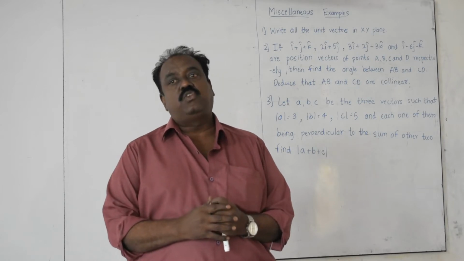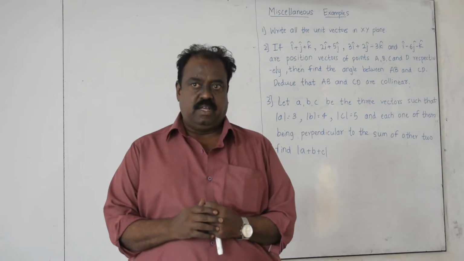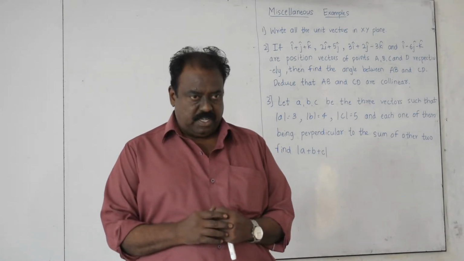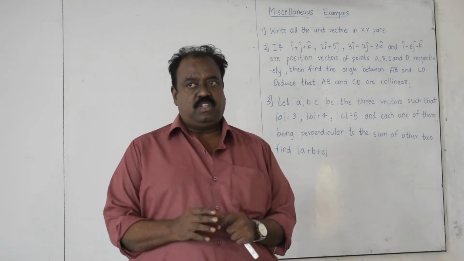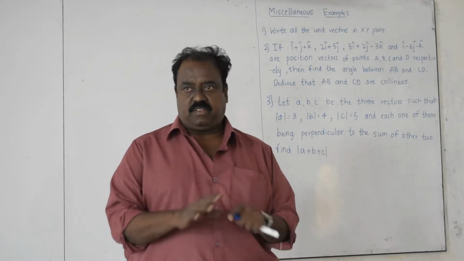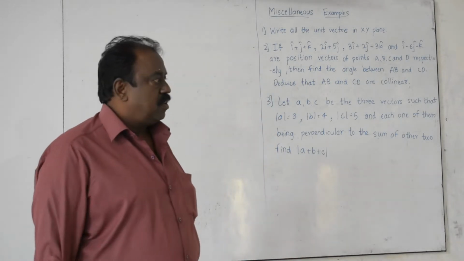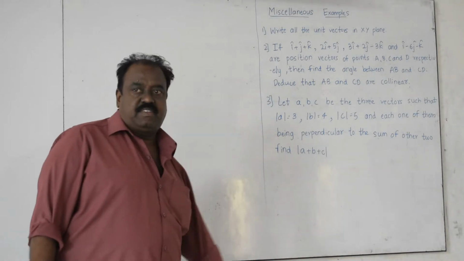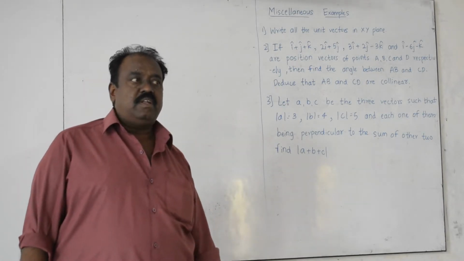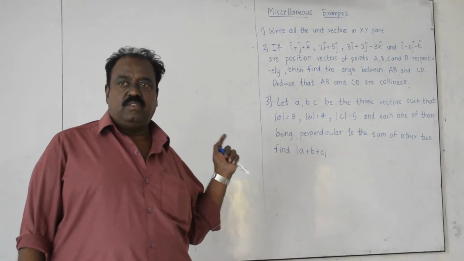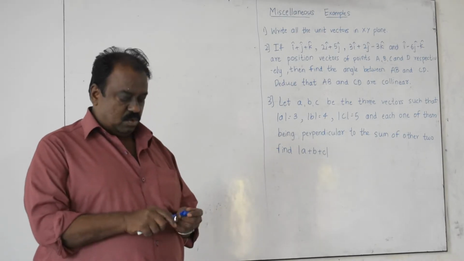Already we completed 19 plus 3, that is 22 parts we completed in the vectors. Yesterday, that is the 22nd part, the exercise 10.4. That means the total chapter is completed. Even so, we recall some problems in the miscellaneous examples. These three problems are important, and in the previous papers, those questions are asked. Now we go to solve it.